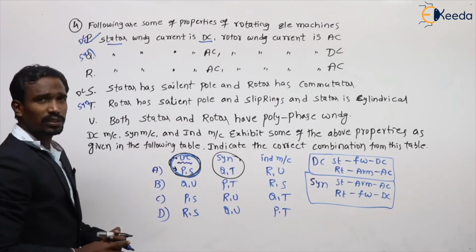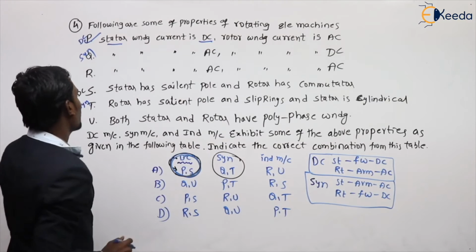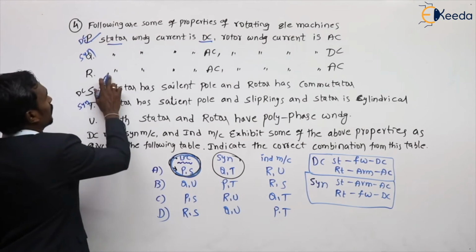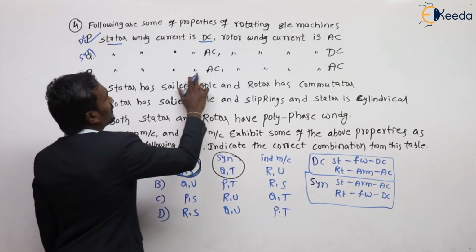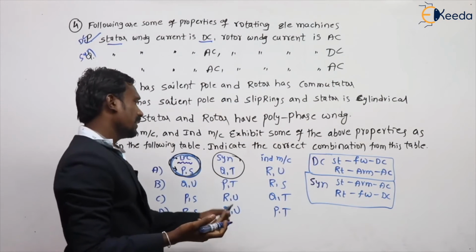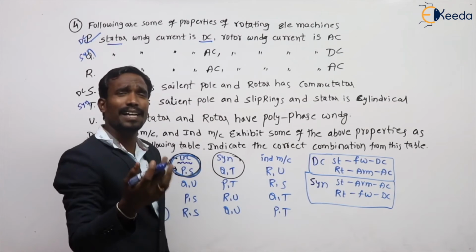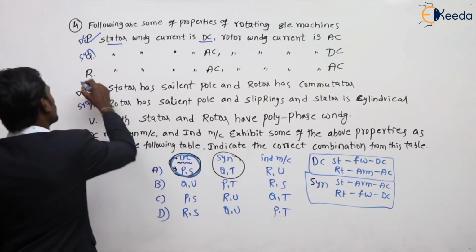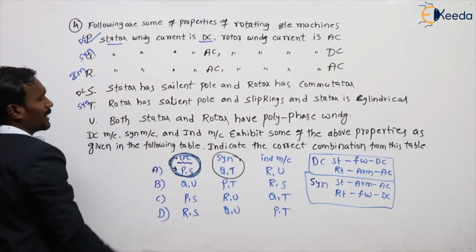Next one, induction machine. In the induction machine, R. Where is R? R is stator is AC and rotor is AC. Yes. In an induction machine, both windings have AC supply only. Very good. This is for the induction machine. Next, U.